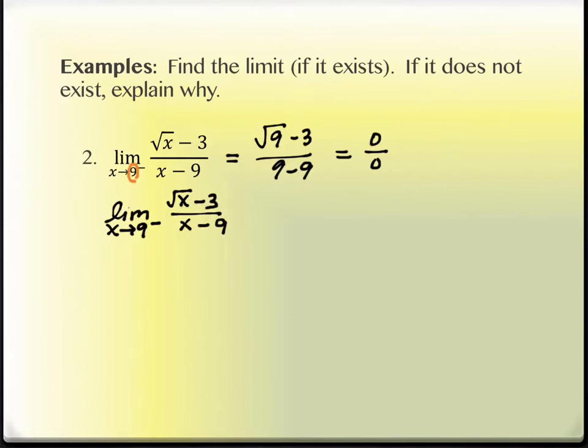We need to get rid of the radical. So we use the phrase rationalize. And since the radical's in our numerator, we're going to rationalize the numerator. Now, do you remember how to rationalize? How do we get rid of that square root?